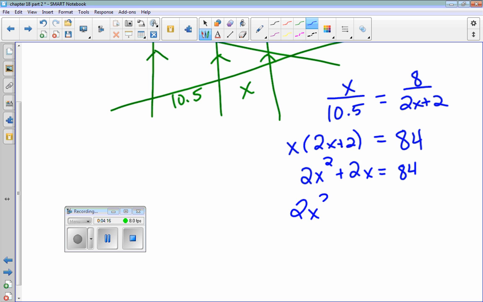All right, so 2x squared plus 2x minus 84. So if I wanted to factor, how would I start? I would take out the GCF, which happens to be a good. All right, so I'm going to take a GCF out. And when I do that, I'm left with this.